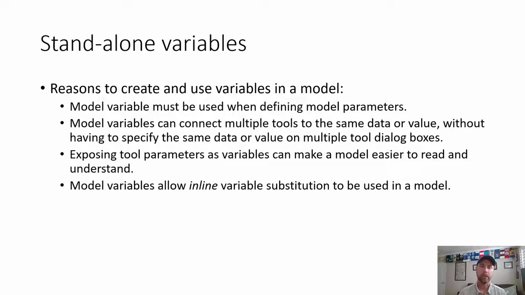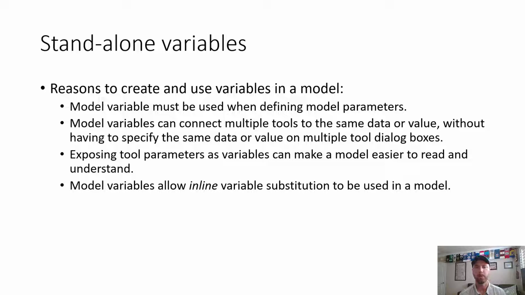So reasons to create and use variables in a model. The model variable must be used when defining model parameters. Model variables can connect multiple tools to the same data or value without having to specify the same data or value on multiple tool dialog boxes. So model variables essentially allow you to reuse the same data or value over and over without having to keep dragging it onto the ModelBuilder environment.